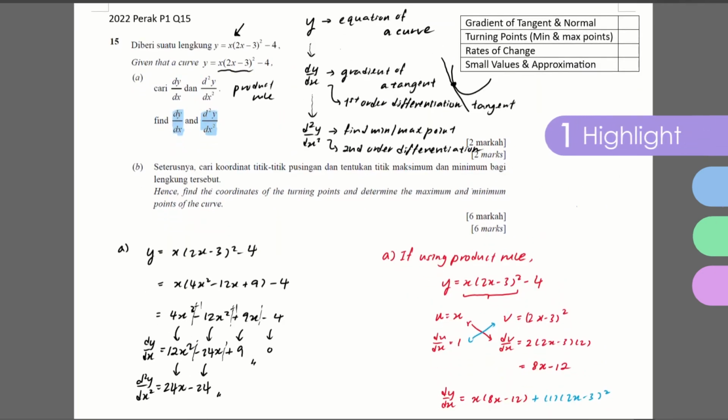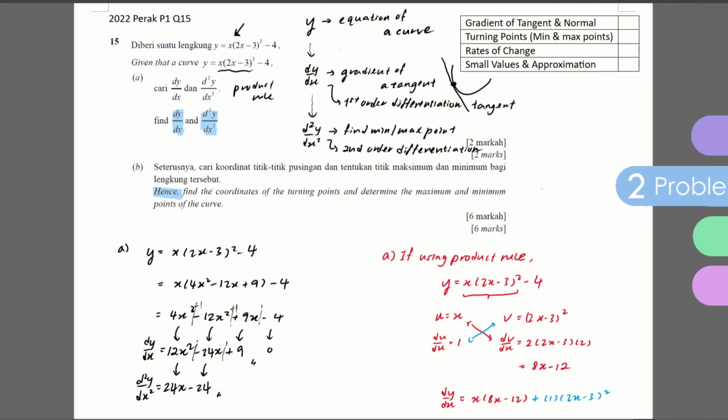Alright, moving on to part B, hence. Hence means we need to use the answer from part A and apply it in part B. We need to find the coordinates of the turning points, and from those turning points we need to find which is the maximum and which is the minimum point. So what are turning points? There are actually only 2 types: one is the minimum point and one is the maximum point.